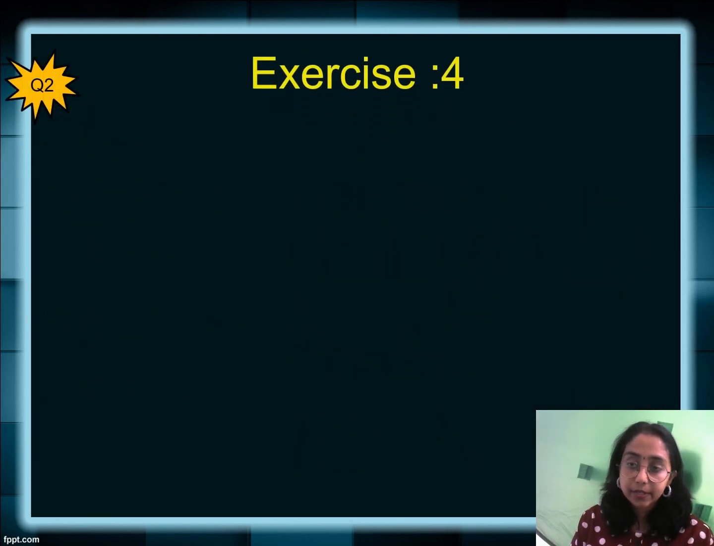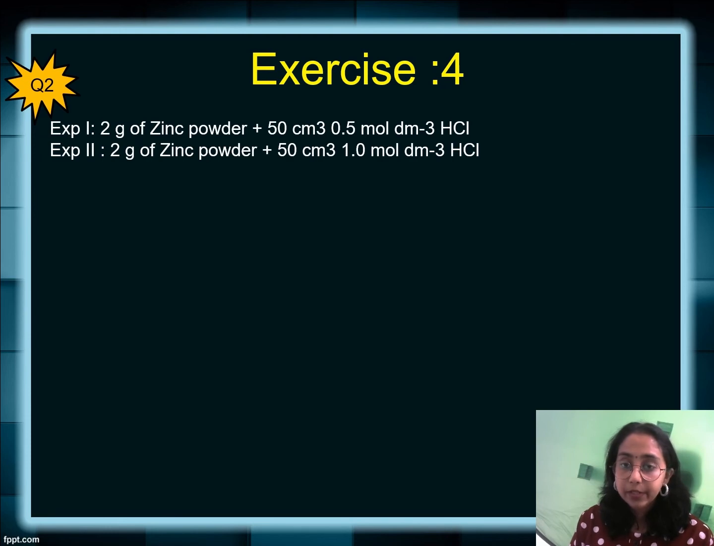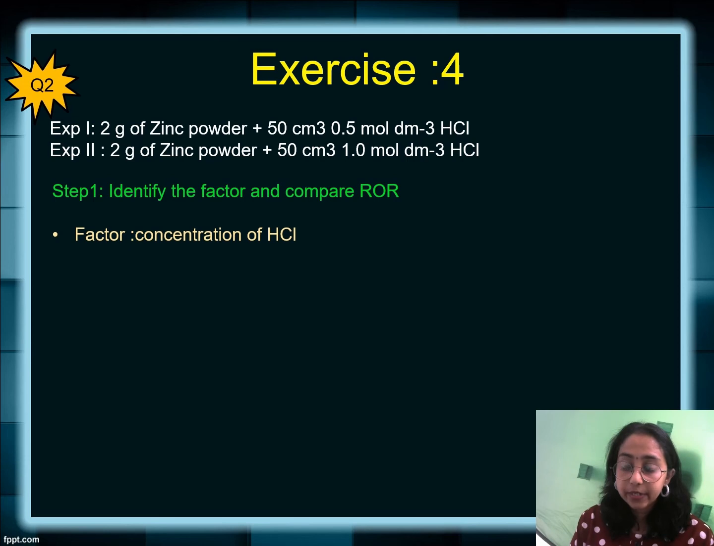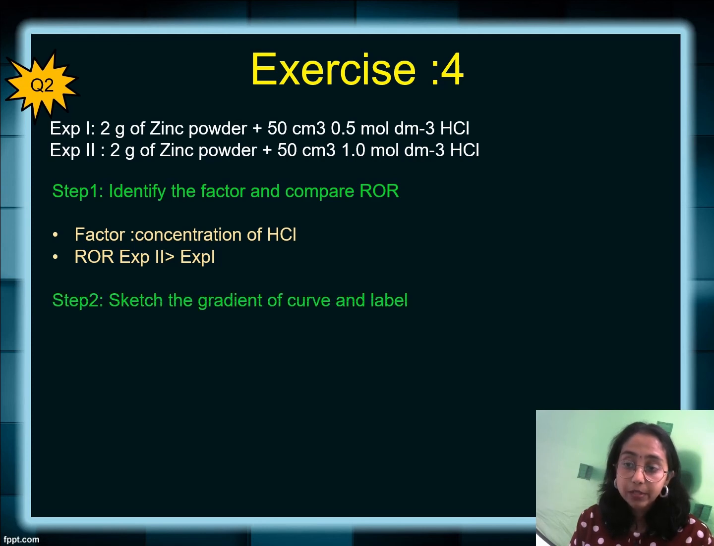Okay, now let's look at the second question. They have given you experiment 1, experiment 2. Please find out what the difference is. What factor is affecting the rate of reaction? So you can see the difference in 0.5 molar and 1 molar hydrochloric acid. So we can say that the factor affecting the reaction is the concentration of hydrochloric acid. Based on concentration, we can determine here that the rate of reaction of experiment 2 is higher than experiment 1. So when you want to sketch the graph, as I told you just now, we will have two gradients for the curve.